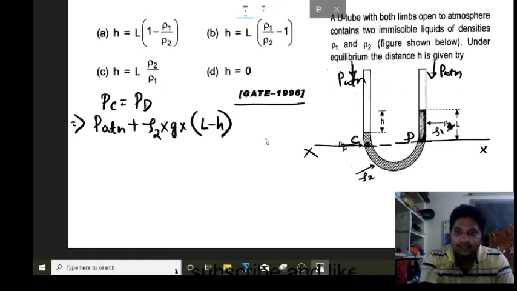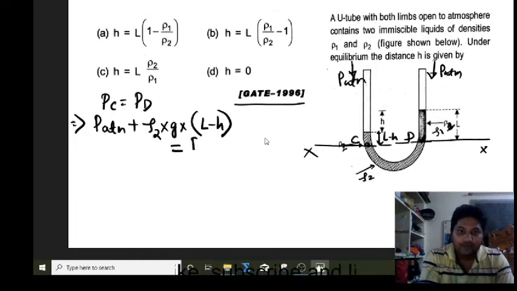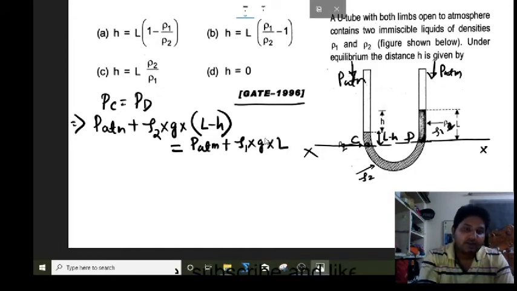So this side will be L minus H. Now you reach this point, which will be equal to P atm on the right limb plus rho 1 into g into L. Now we are considering the gauge value, so if you consider gauge value, P atm will become 0. The gauge value of atmospheric pressure will be equal to 0.